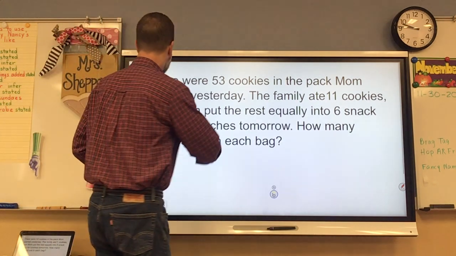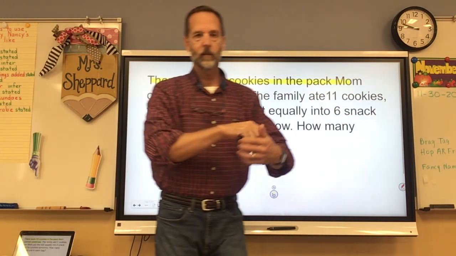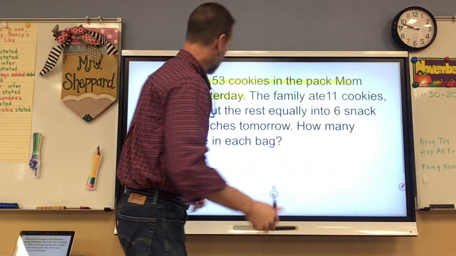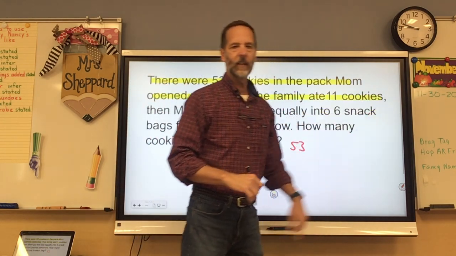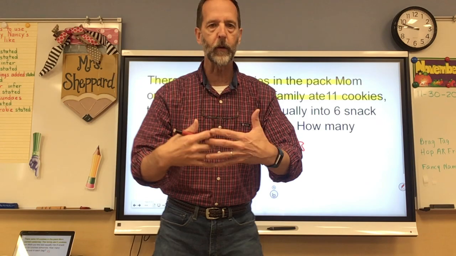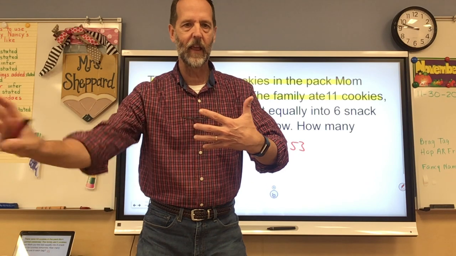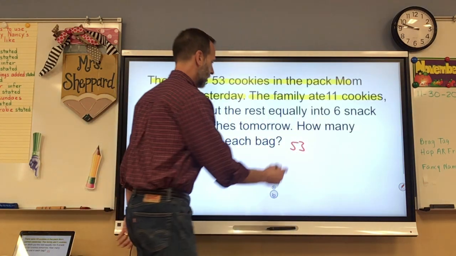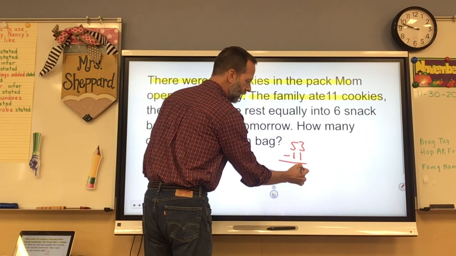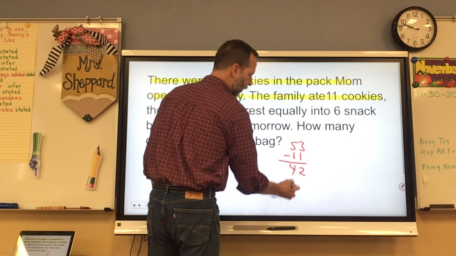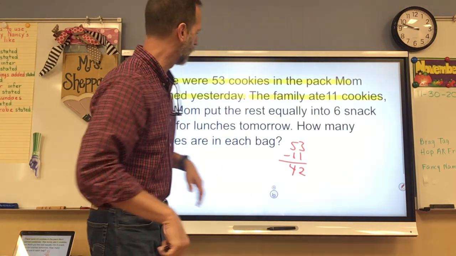Let's start at the beginning. There were 53 cookies in the pack Mom opened yesterday. Mom opens the pack, 53 cookies. The family ate 11 cookies. Okay, there were 53 cookies and the family ate 11. What is that? That's subtraction. Okay? 3 minus 1, 2. 5 minus 1, 4. Now there's 42 cookies. There were 53, but the family ate 11, right? So now we're down to 42.